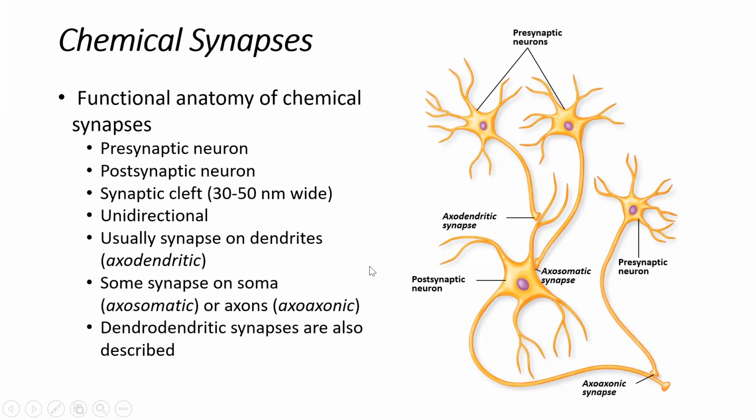Okay. There is another very rare example of dendrodendritic, where we have the dendrites of one neuron synapsing on to the dendrites of the postsynaptic neuron. And that is even more rare and not seen very often in our physiology. All right, so I'll pause here and see what questions we have so far.